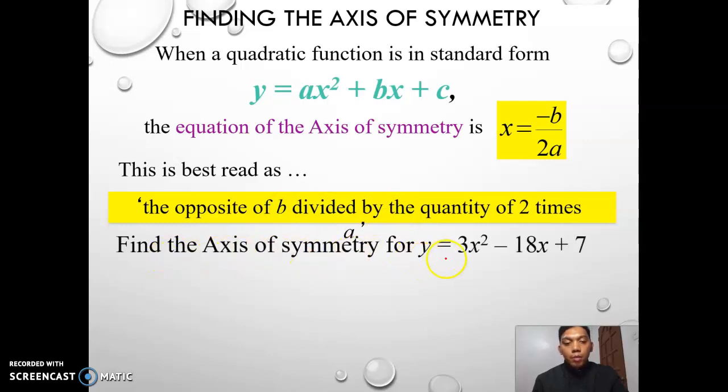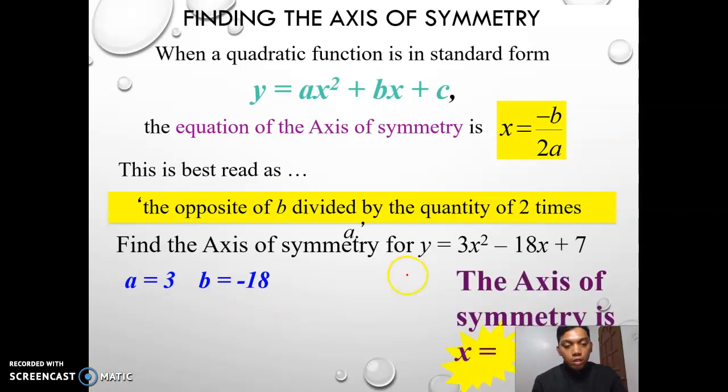So find the axis of symmetry for y = 3x squared minus 18x plus 7. You have to identify the a and b. So a here is positive 3 and b is negative 18. So you try to get it. Okay, so if you solve it, the axis of symmetry is positive 3, am I correct? 3. So we'll have another example later.